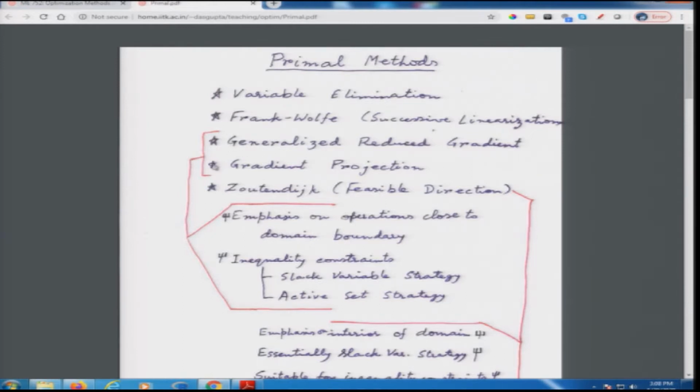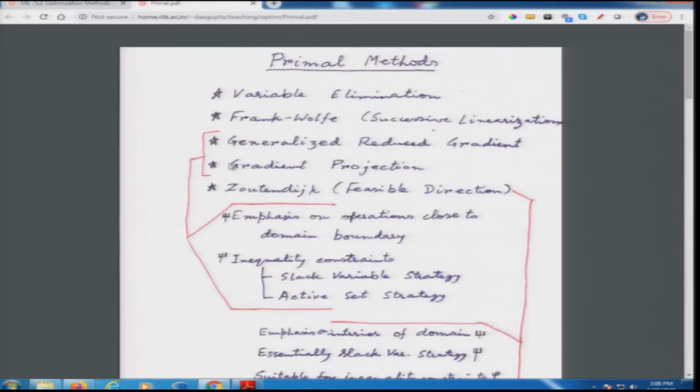Now, both of these methods can be implemented with the slack variable strategy or active set strategy of the inequality constraints. Of course, equality constraints will be always active. Now, what to do with inequality constraints? You have two strategies, slack variable and active set. So, any of the two strategies can be applied to any of these two methods. So, in my illustration, I will show you the first one with slack variable strategy and the second one with active set strategy. But if you want, you can implement the other strategy in respective methods.